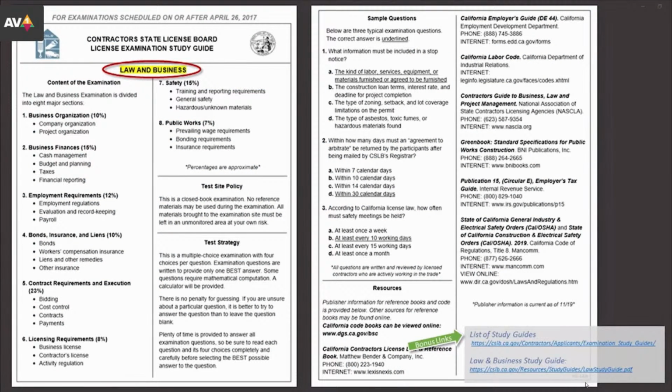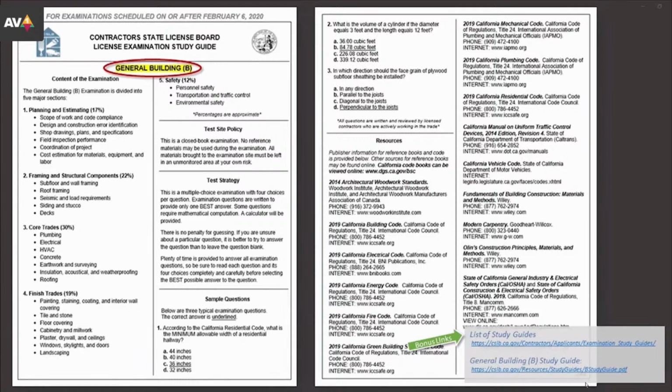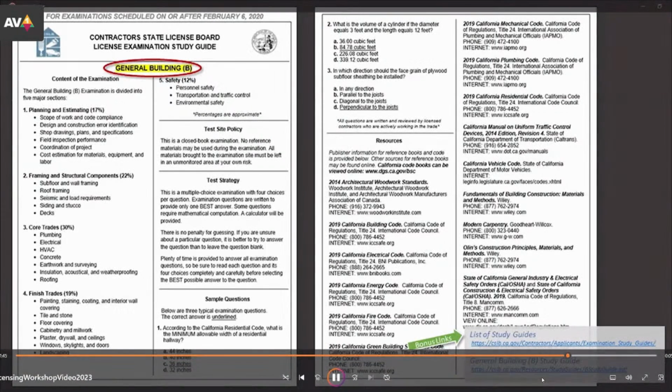Here's a quick look at 2 of those study guides. The first is the Law and Business exam, which all qualifiers must take, no matter which license classification, including the D Series limited classes. You can see the guide contains a breakdown of examination topics, some test strategies, sample questions, and resources that were used to help create that exam. You will see the same format on the B General Building Study Guide. We would recommend that you really pay attention to the exam content here, especially how we have broken down what percentage of questions there will be on each of the 5 topics on the exam. On the lower right of both of these 2 slides, you'll see bonus links to the actual study guide, as well as a link to the complete list of study guides.